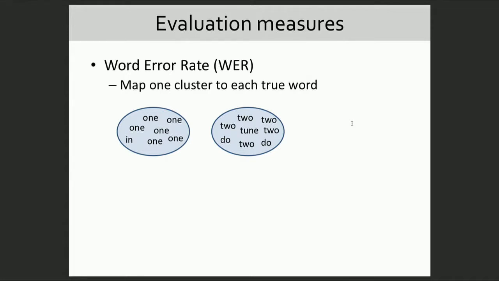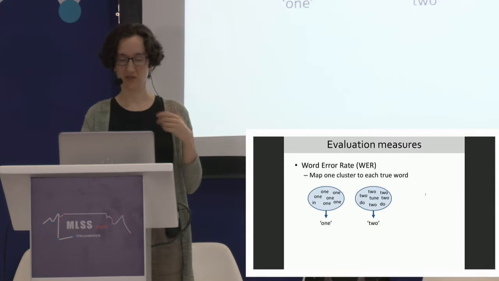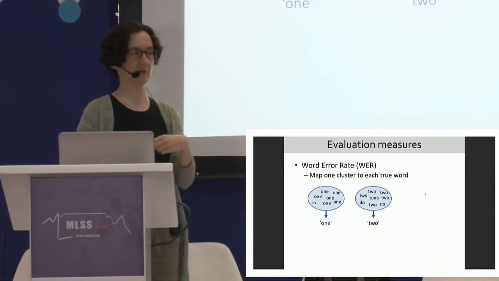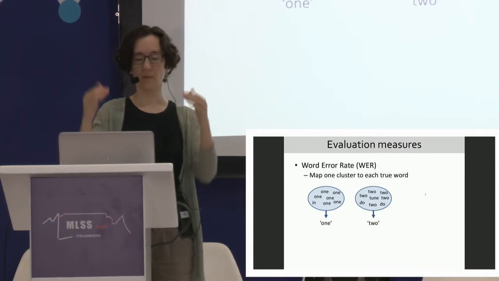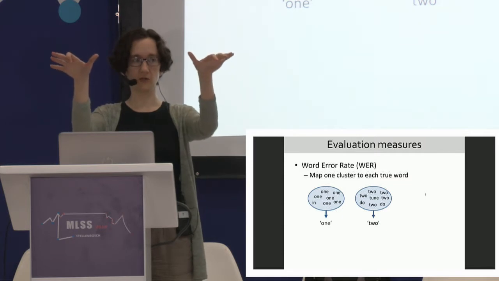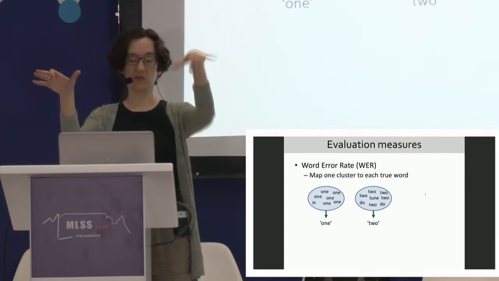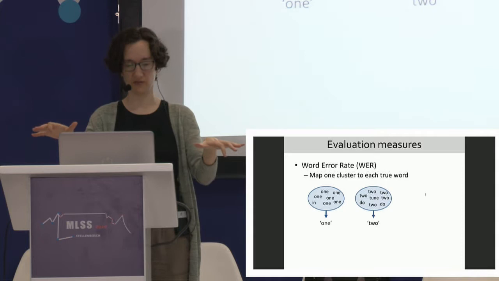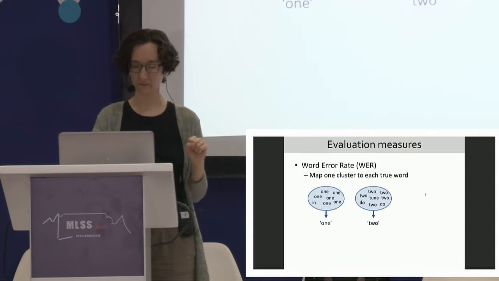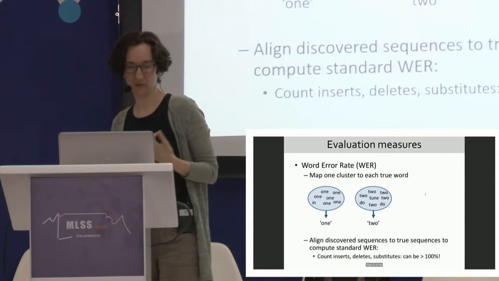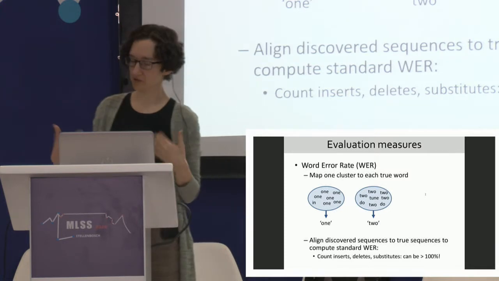So we're going to say, all right, this is mostly 1s, so we'll call this 1. And every time we saw a prediction from cluster 1, we're going to relabel it as the word 1. And every time we see a prediction from cluster 2, we're going to relabel it as the word 2. And that will allow us then to determine whether, when we predicted the word 1, did it actually match the gold standard label 1. And that allows us to compute this thing called word error rate, which is used in standard speech recognition systems.